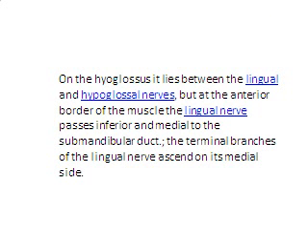On the hyoglossus, the duct lies between the lingual and hypoglossal nerves, but at the anterior border of the muscle, the lingual nerve passes inferior and medial to the submandibular duct. The terminal branches of the lingual nerve ascend on its medial side.